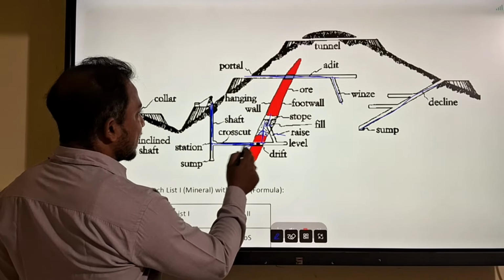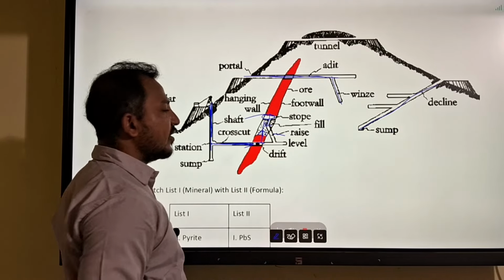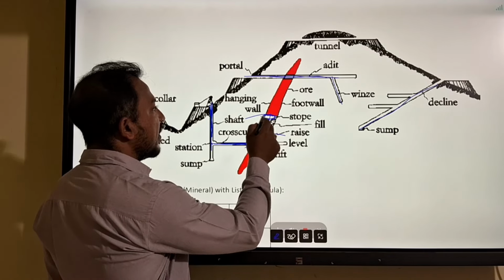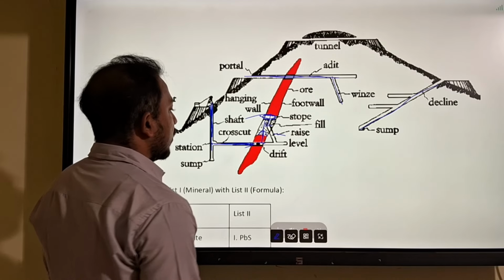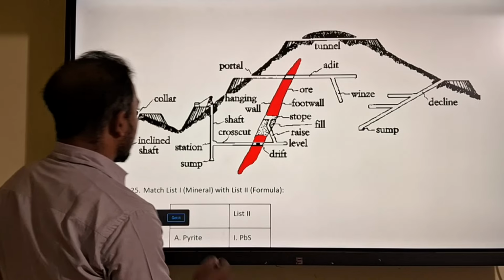This is your cross cut to access the ore body from the shaft, and this is a stope. When you excavate something from the ore body, the empty part is called your stope. So these are different terms that are associated with underground mines.